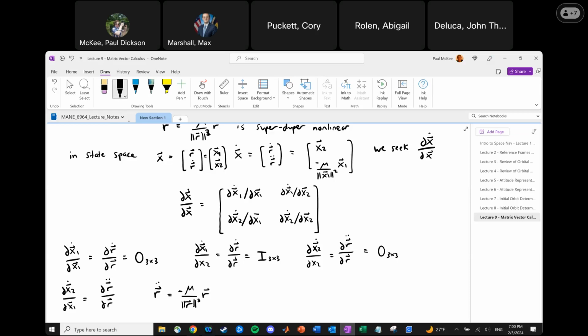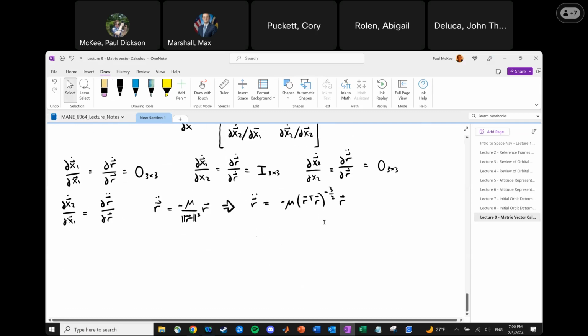I don't like this normalization. It's like, how the heck do we take the derivative of something that's been normalized? I'm going to write it like this. R double dot, so we're just going to rewrite this, is equal to negative mu, and then in parentheses, r transpose r to the negative 3/2 power times r. The exact same equation, but now it's written in terms of fun exponents instead of fractions and stuff like that. So now, if we have that, it's going to be a little bit easier.